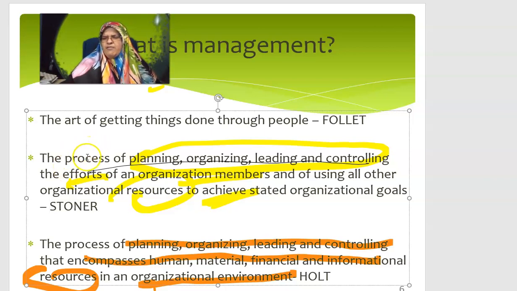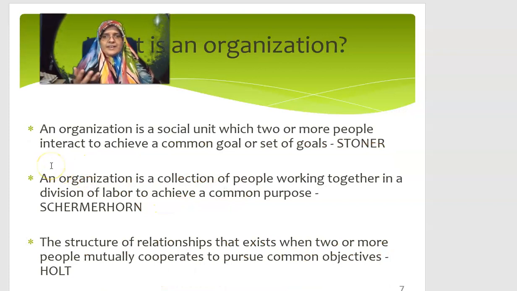Okay, there are 4 keywords here if you can see it, right? So what is an organization? We keep listening to those words. Organization. What is organization? So organization is a social unit in which two or more people interact to achieve a common goal, or a set of goals.